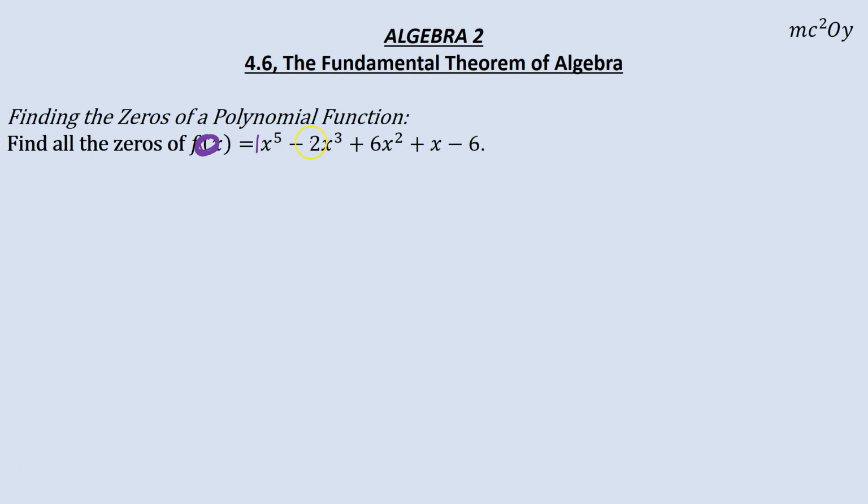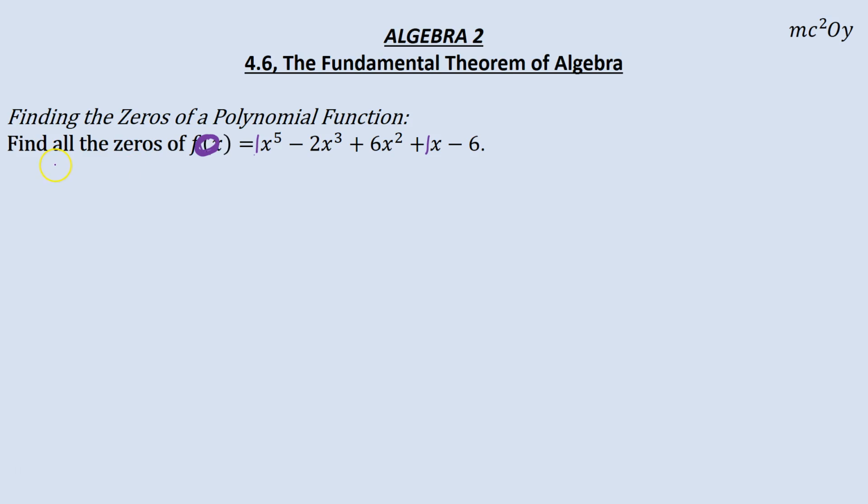I have 1, negative 2, 6, 1, and negative 6. Notice I'm missing a 0x to the 4th in there. Okay, but before I deal with that, I'm going to test out 1 and see if 1 works. And the way I test it, once again, is I just look at the coefficients. 1 plus negative 2, that's negative 1, plus 6 is 5, plus 1 is 6, and negative 6 is 0. That means 1 will go into this. Okay, so I'm going to go ahead and test out 1.